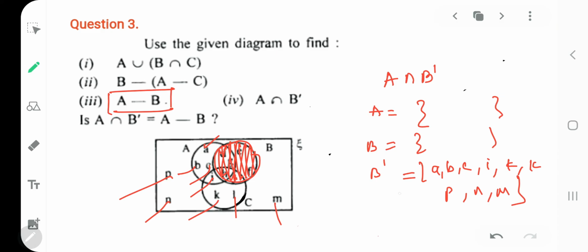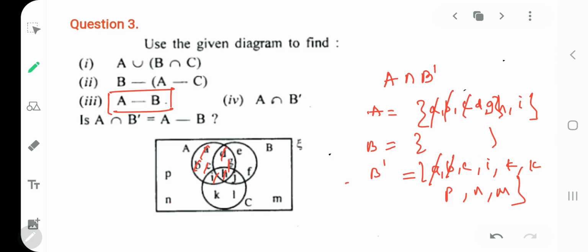Now you have to make its intersection with A. And what was A? A के क्या क्या elements हैं? We have A, B, C, D, G, H, I. Now if you notice, what is intersection? Intersection means common elements. A, B, C, that's it. Even I. Okay, so you have A intersection B complement as A, B, C, I.